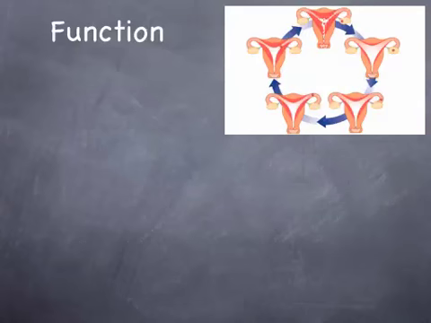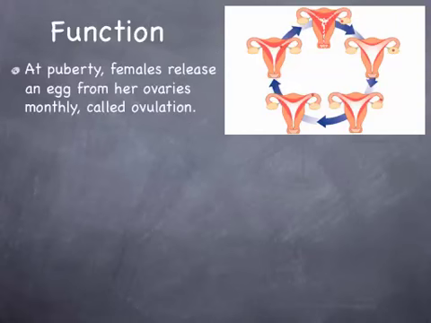So here are some functions, and the picture that you're looking at is of the female reproductive system. And you can see that in the picture all the way to the right, there is a little red dot in one of the ovaries. That's the egg. And if you follow the arrows, you can see that the egg is traveling through the fallopian tubes. So at puberty, females release an egg from their ovaries every month. And the whole process of releasing an egg from the ovary is called ovulation.